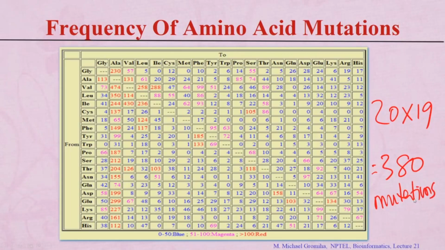Now here, for example, glycine is mutated to alanine, glycine to valine. So among the 380 possible mutations, if you look into this table, some mutations are widely studied and some mutants are very rarely studied, and in some cases they are not studied. For example, what are the mutants which are widely studied?